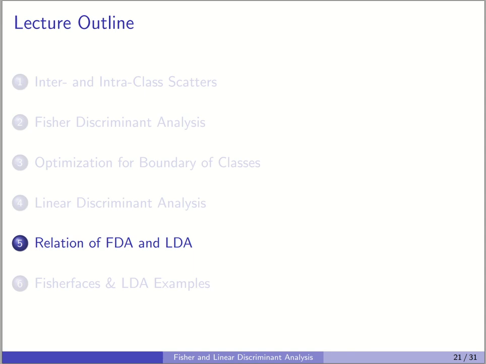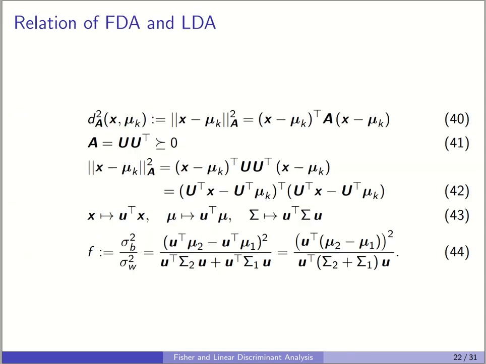What is the relation of FDA and LDA? As I told you, FDA, Fisher discriminant analysis, is a linear method. However, it's for dimensionality reduction and feature extraction or subspace learning. But LDA is for classification. But they are related. How?